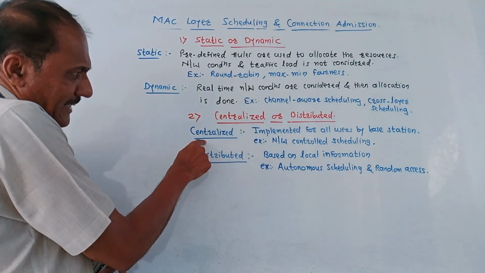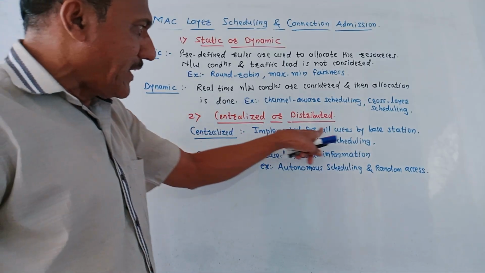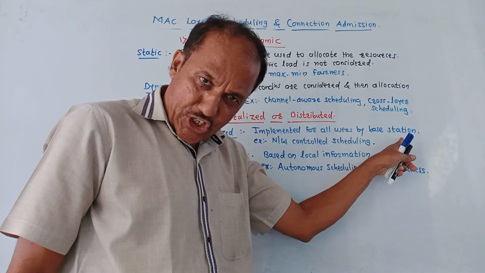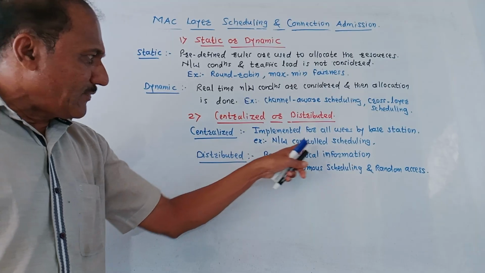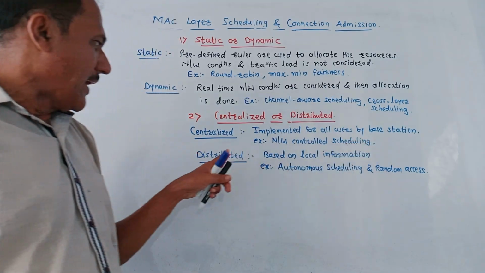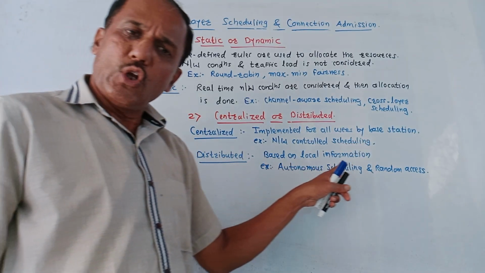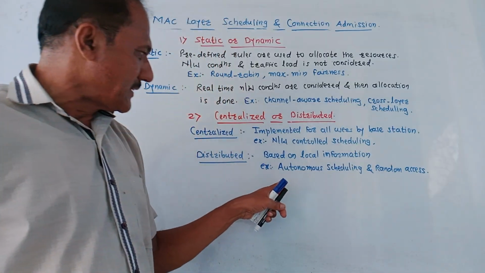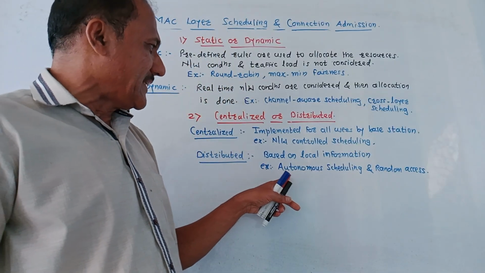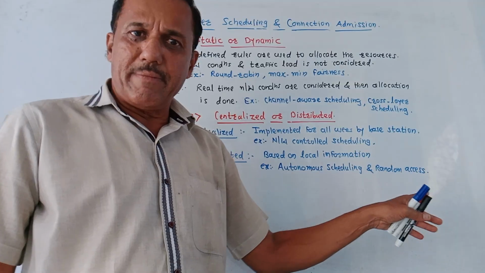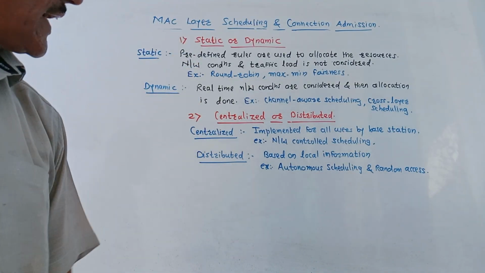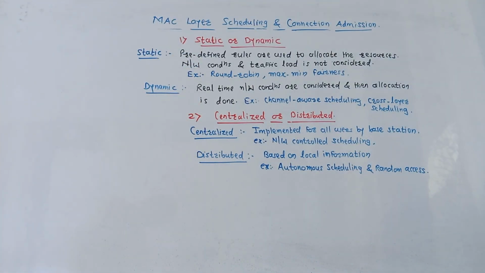So for centralized scheduling, it is implemented for all users by the base station. An example is network controlled scheduling. Distributed means it is based on local information. That means examples of this are autonomous scheduling and random access. So these are the first two types of scheduling algorithms.